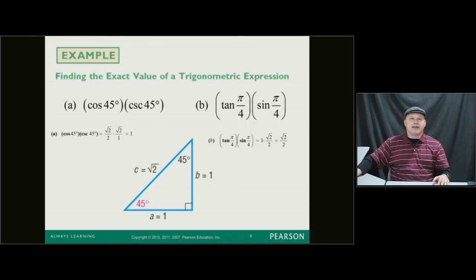So recall though that these 6 values of the trig functions at 45 degrees hold whether it's written as 45 degrees or pi over 4, which is also 45 degrees. Recall that. So 45 degrees, pi over 4, ditto. It's the same thing. Alrighty?